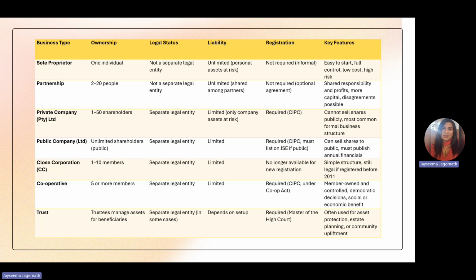So the very first type that we have is a sole proprietor. And your sole proprietor is one individual who wants to start a business, doesn't want to be too big, doesn't want too much registration around it, wants to just start up something and see where it goes, how it's going to grow.